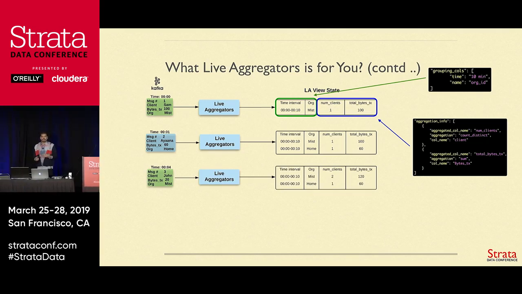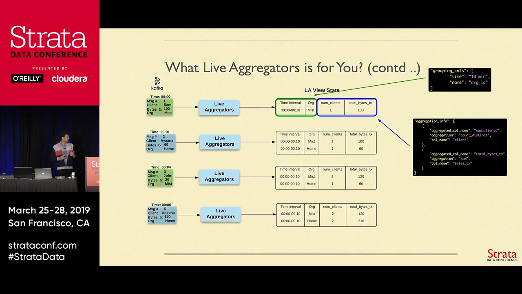So at t equal to 3, a second message comes in from org missed, and since this is a new user, the number of unique clients now is 2. And similarly for org home, second message comes in, again different user, number of unique clients 2. And the total bytes transferred is 150 plus 60, which is 210.